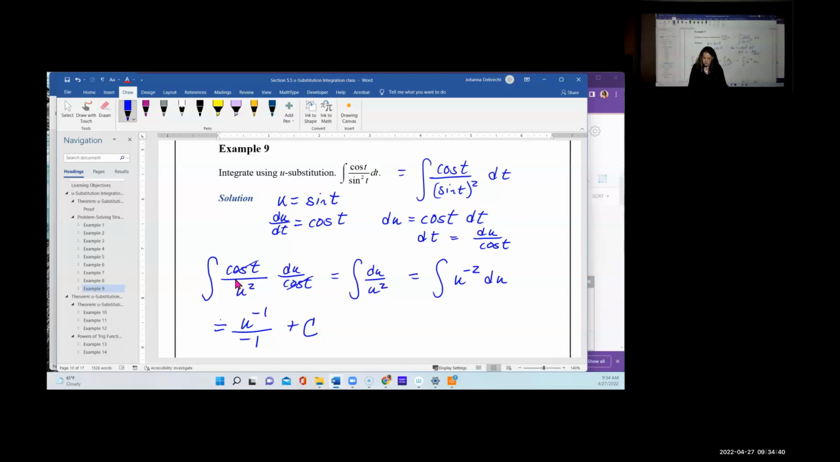Now, I would probably clean this up a little bit. I don't like the negative in the denominator, and I don't like the u to the negative 1. So I would probably put the u in the denominator and the negative 1 in the numerator. And then the last thing, of course, is to return to the original value of u in terms of the original function variable, which is t. So that gives us negative 1 over sine t plus a constant.